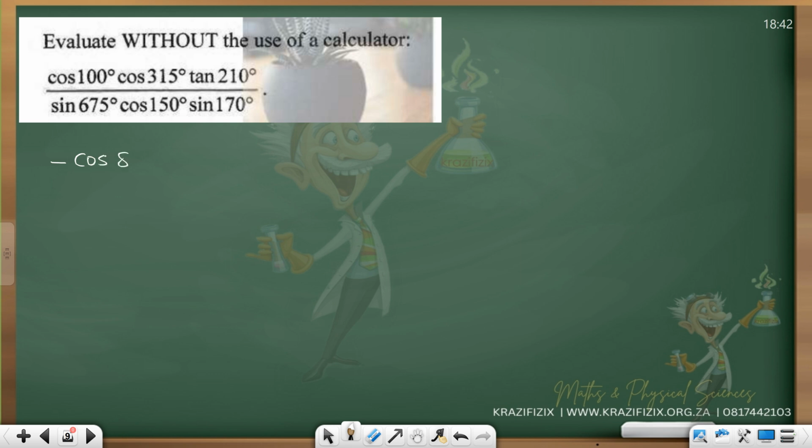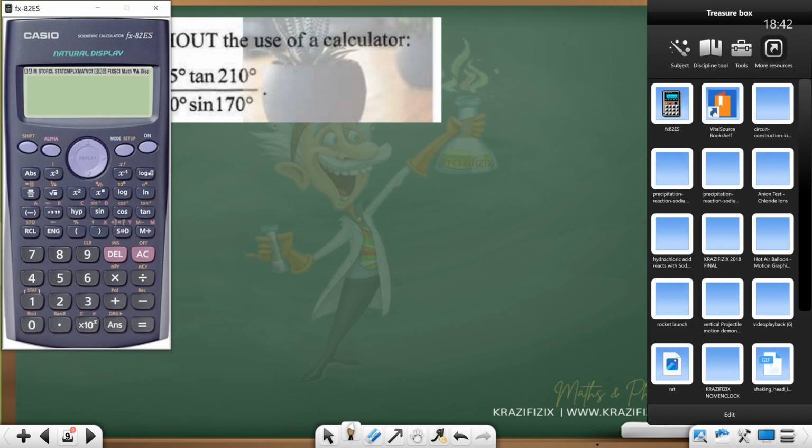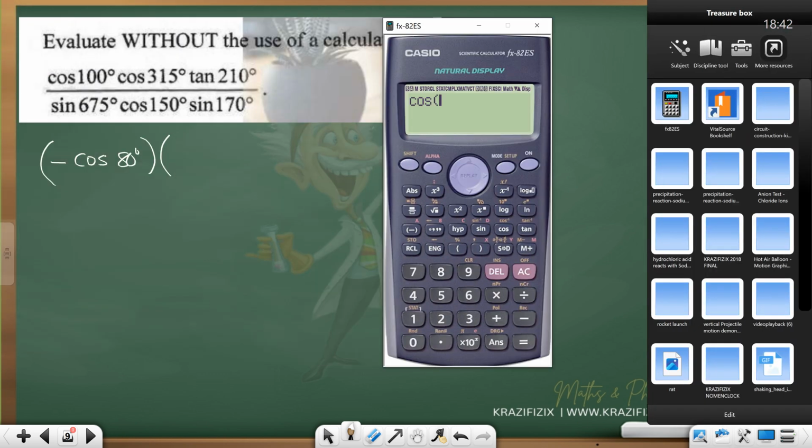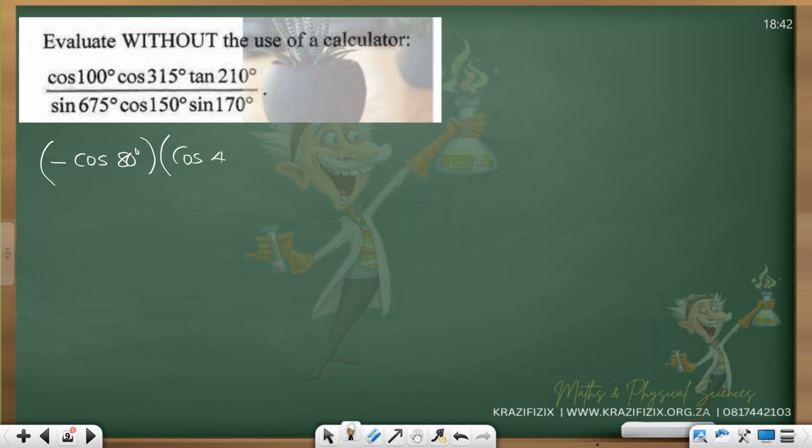Negative cos 80. Next, cos 315. Check. Again, I run through. Cos 315 equals to... Reverse it. Shift cos answer. 45. Ooh, beautiful. Cos 45.